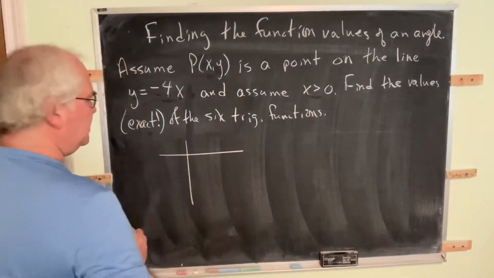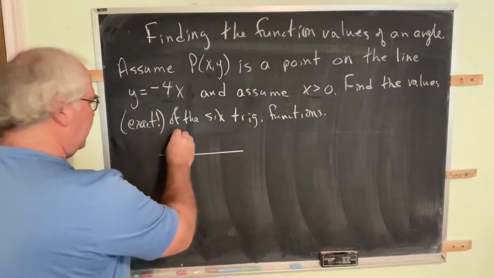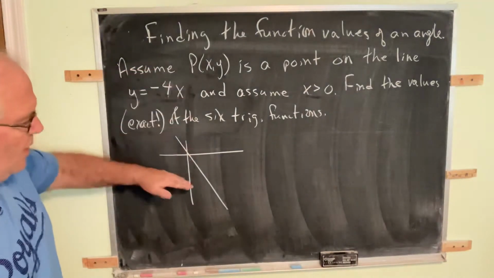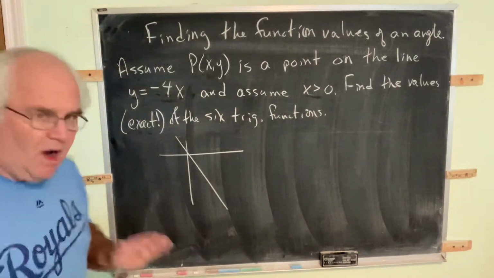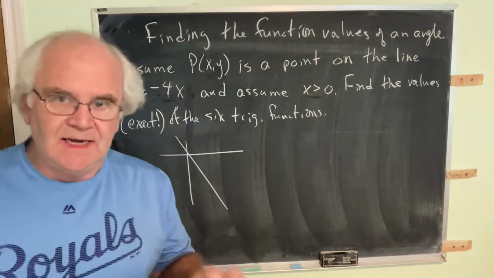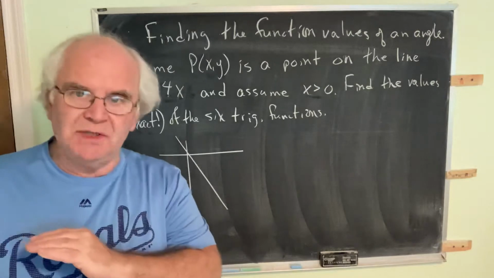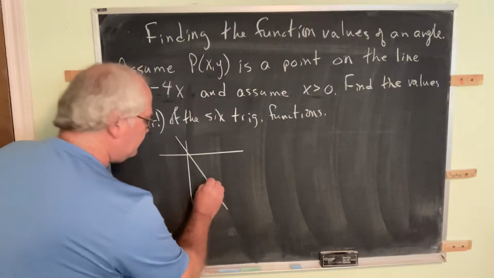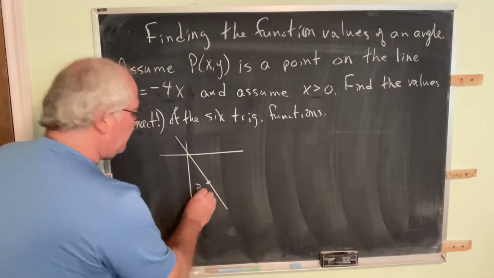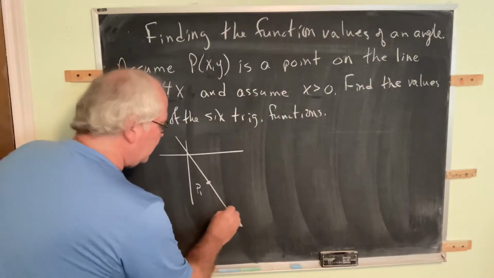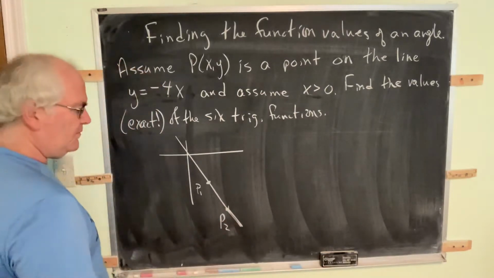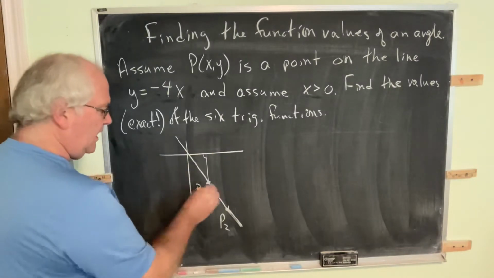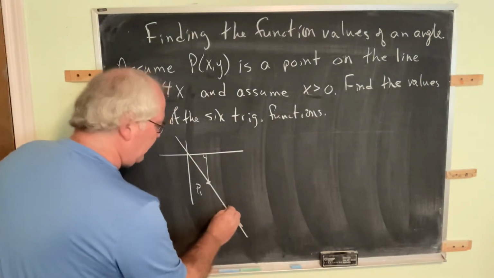So, here's the coordinate system. Here's the line y equals negative 4x, approximately. Now, the question is, which point do we choose? And what I want to show you is, it doesn't matter. You may choose any point on this line. And now here's the argument. Call this P number 1. Call this P number 2. And I'm going to elevate this right angle, so that's the perpendicular. I'm going to elevate this perpendicular.